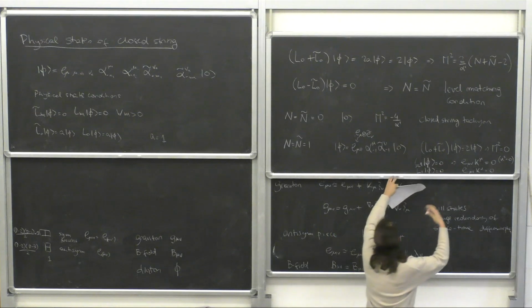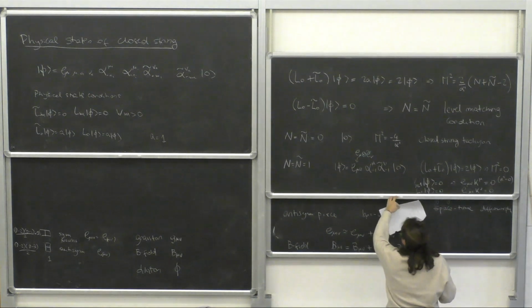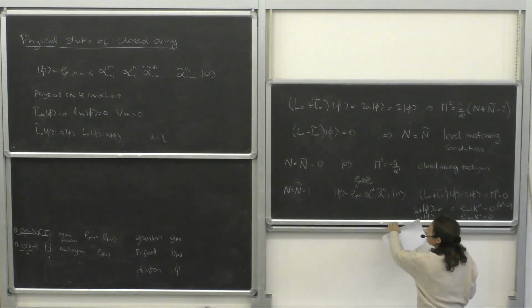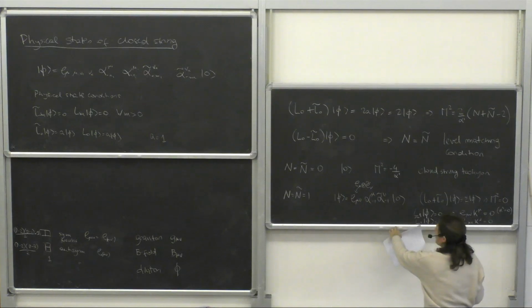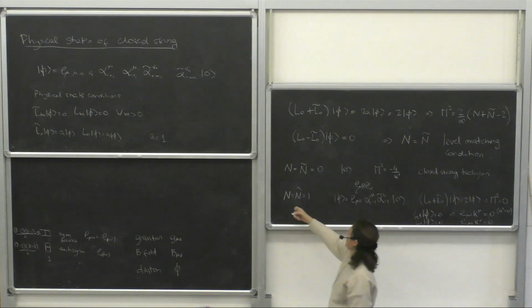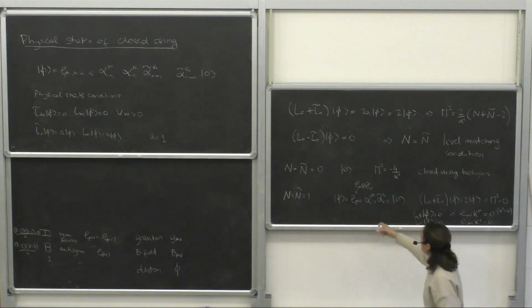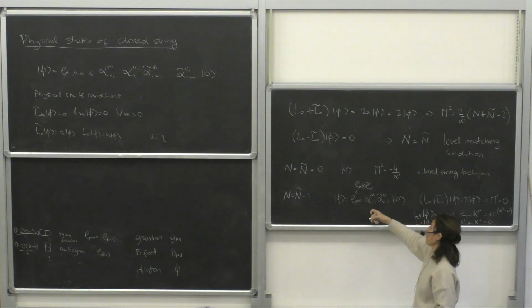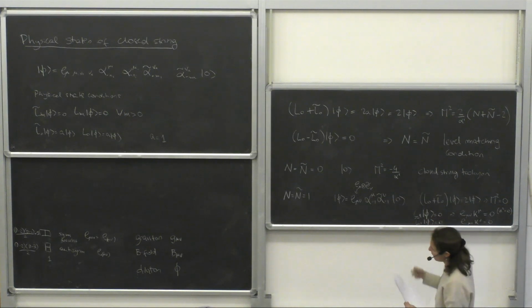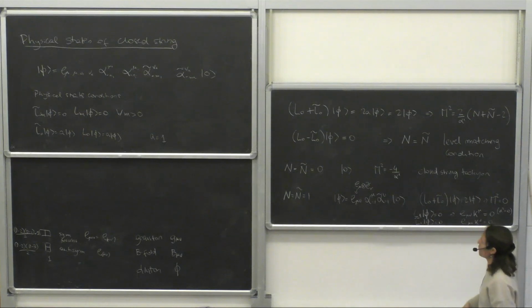And then you can keep going, requiring the physical state conditions. It's more painful because the next level will be n = ñ = 2. And then you can play with alpha minus 1, or alpha minus 2. So you have many states and it becomes more painful, but you can do it.